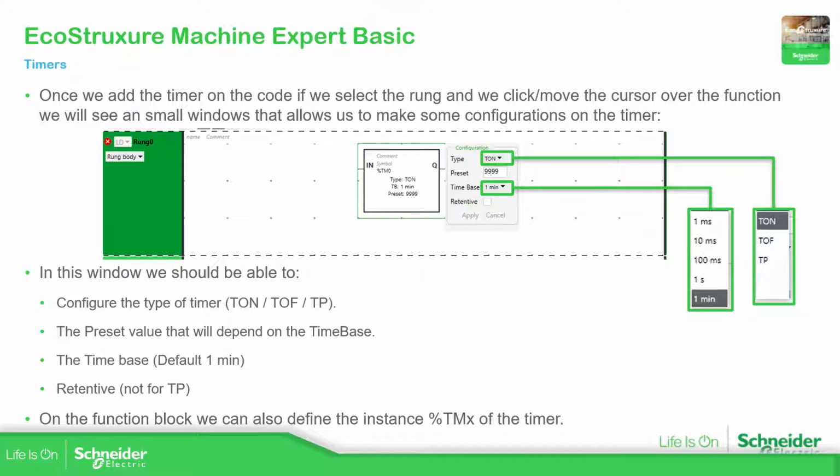Once we added the timer in our function, which is in our code, if we move the mouse over the function block, we can see here a pre-configuration where we can select the timer that we want, T on, T off, and TP, and then the base time. Based on the configuration that we have on the preset, it will multiply by the time base that we have. If the preset is 3 and the time base is min, in minutes, the preset will be 3 minutes.